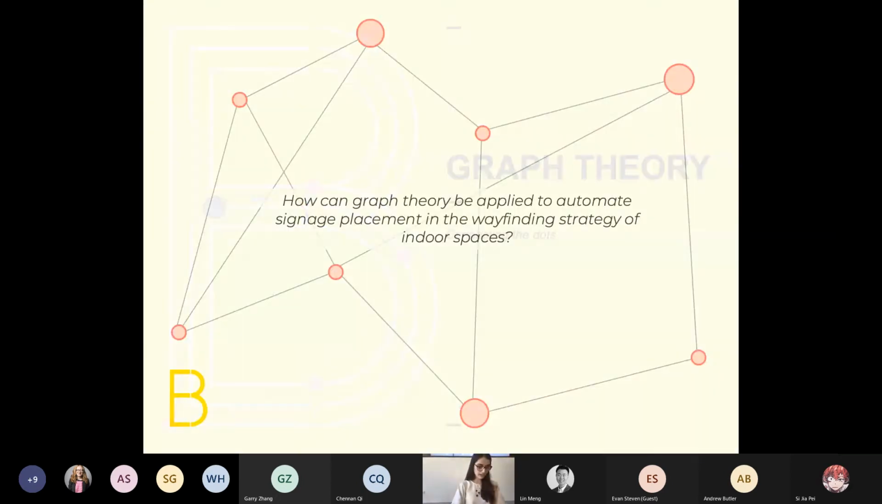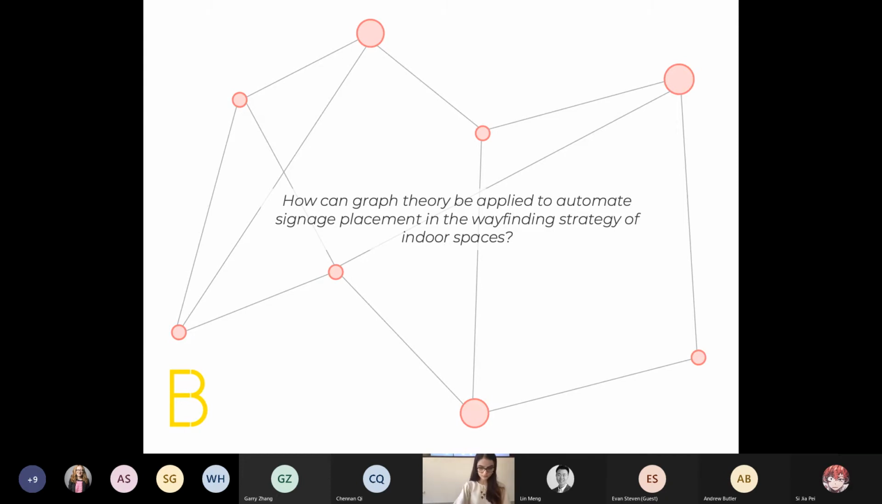As the architecture, engineering, and construction industry slowly digitally transforms its processes and practices, this is the way designers collaborate with the computer-aided design tools for automating design tasks. So my research looks at answering how graph theory can be applied to automate signage placement in the wayfinding strategy of indoor places.